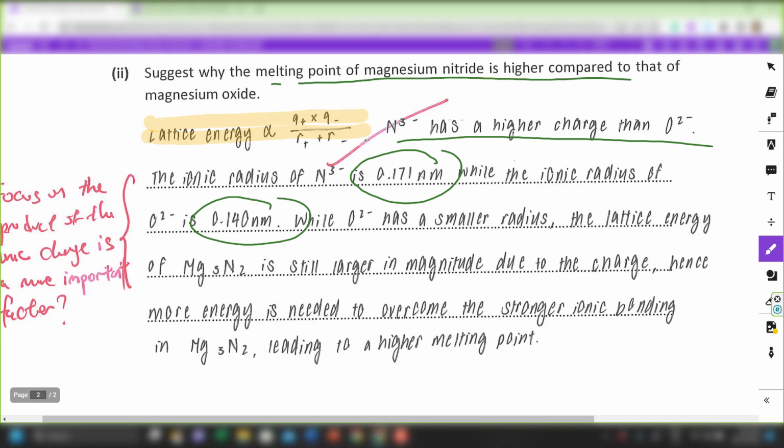So in that case, your conclusion must be focusing on the fact that magnesium nitride's lattice energy is numerically larger or more exothermic. In order to focus on that, you kind of have to conclude that in most cases, in fact in all cases, the product of the charges, or the numerator, is a more important factor as compared to the sum of the ionic radii, that is the denominator. If you have that conclusion, then you will be able to mention that because of that, the lattice energy of magnesium nitride is more negative or numerically larger, and therefore I will need more energy to overcome the stronger ionic bonding.